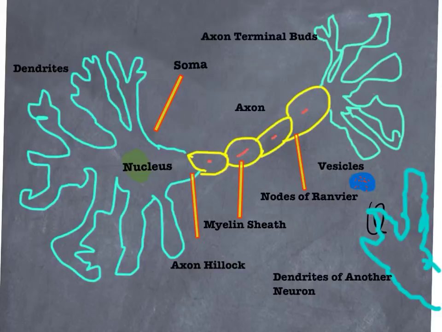and another neuron's dendrites. So that info that has just been released by the synaptic vesicles is collected by another neuron's dendrites and goes into their own cell body, and the process repeats itself.